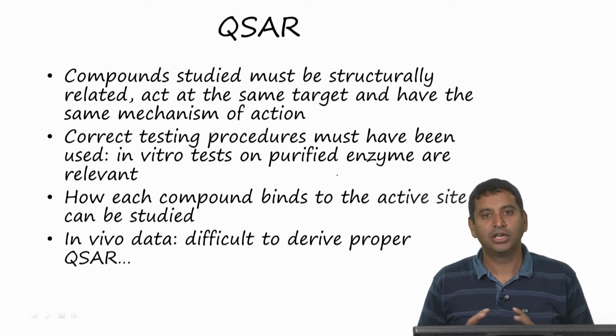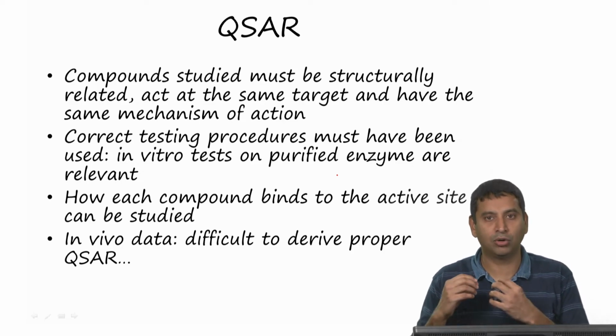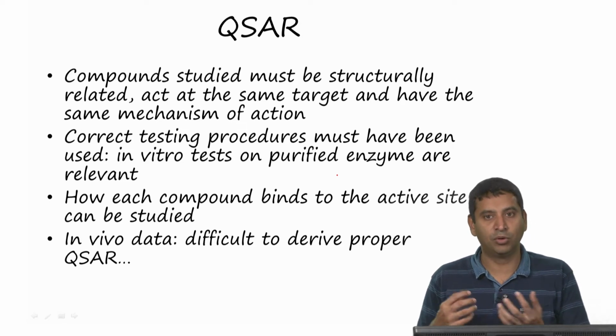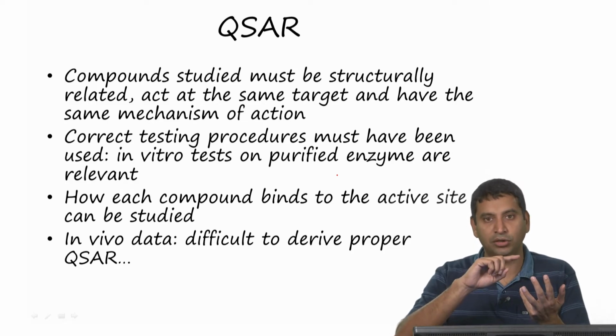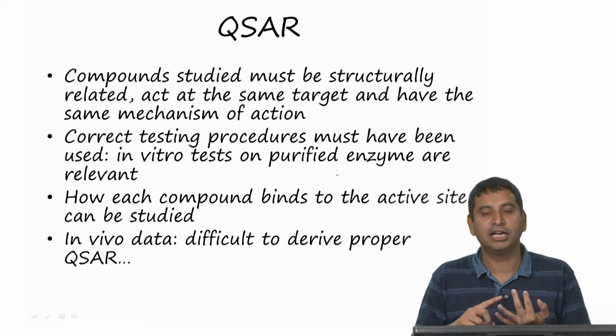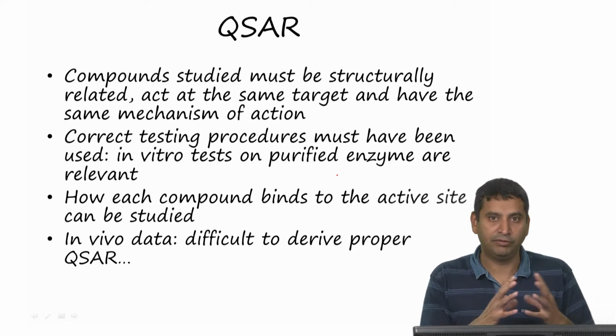And now QSAR cannot be very easily used to derive good conclusions from in vivo data. So you may have a lot of in vivo data with a particular compound, but in vivo data is going to have more difficulties, because you have to think about pharmacokinetics, you have to think about biodistribution, and all these properties are not very easy to predict, and therefore QSAR will largely fail when it comes to trying to explain in vivo data.